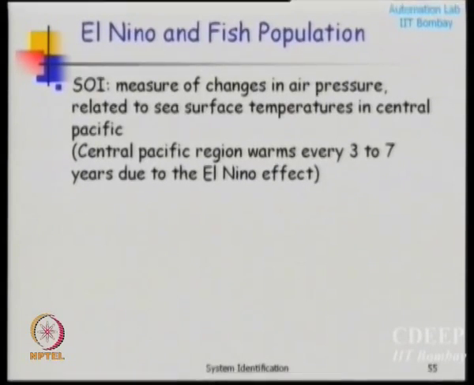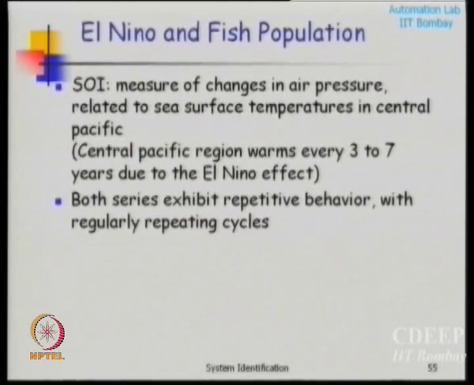This is data taken from the net. One reference I have given, at the end of the notes, is Shumway and Stoffer. Shumway and Stoffer actually have given this data, and on the web page of their book, the data is available.